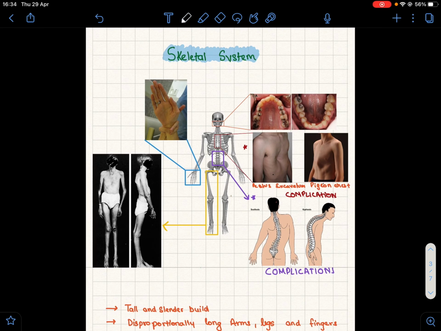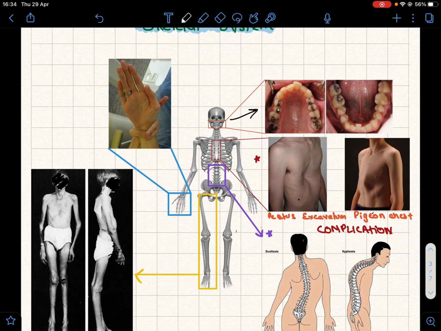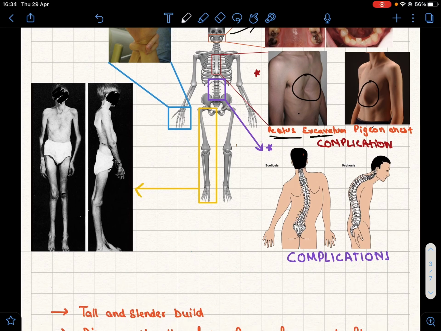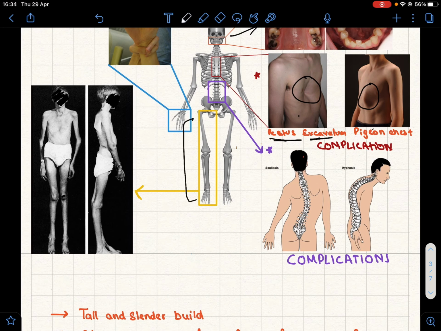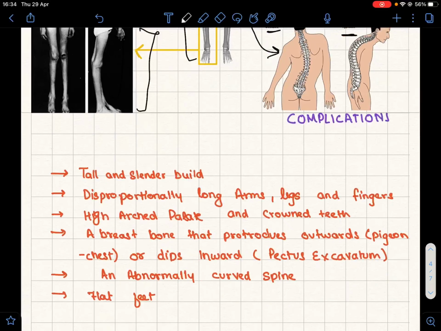As you can see on the screen, in the skeletal system, going from top to bottom, there is a high arch palate. Along with that, on the chest there is deformity. There can be pectus excavatum, as you can see here, or pigeon chest. Then going further to the hands, there are long fingers, and abnormal extremities are seen. The legs are longer than normal, and on the spine there is kyphosis or scoliosis.